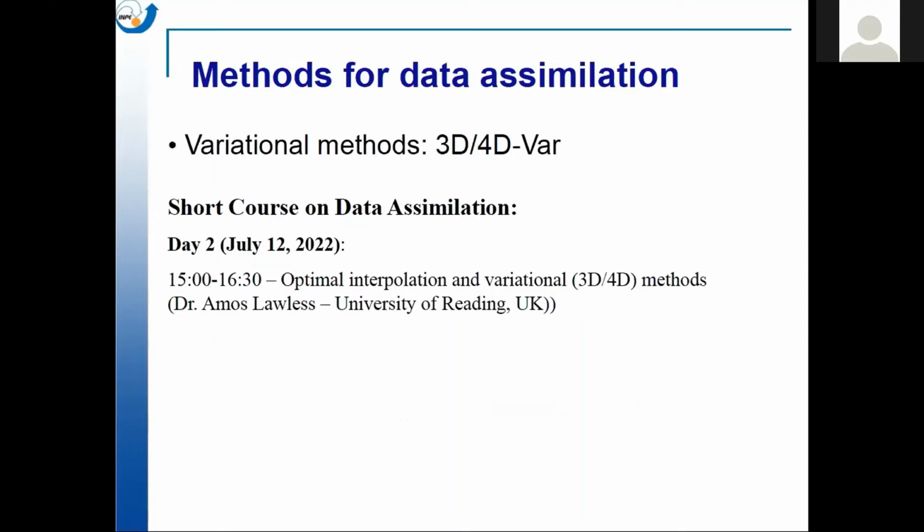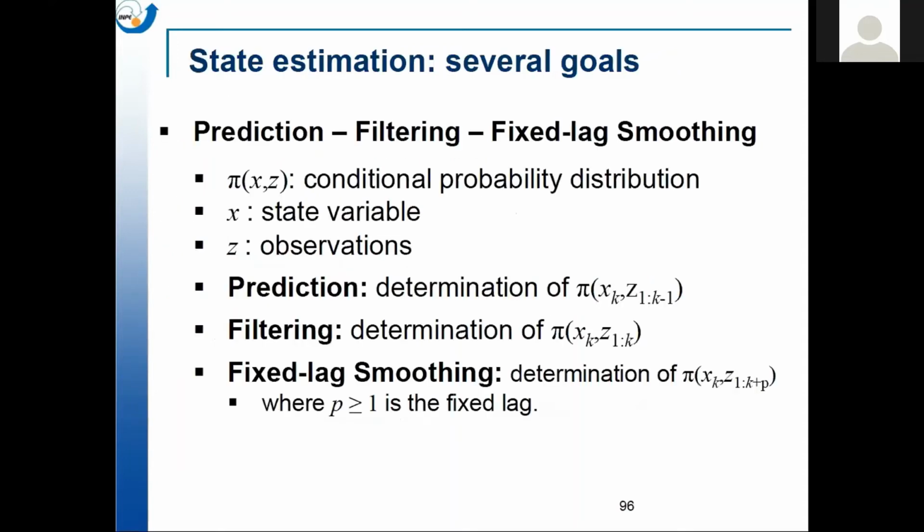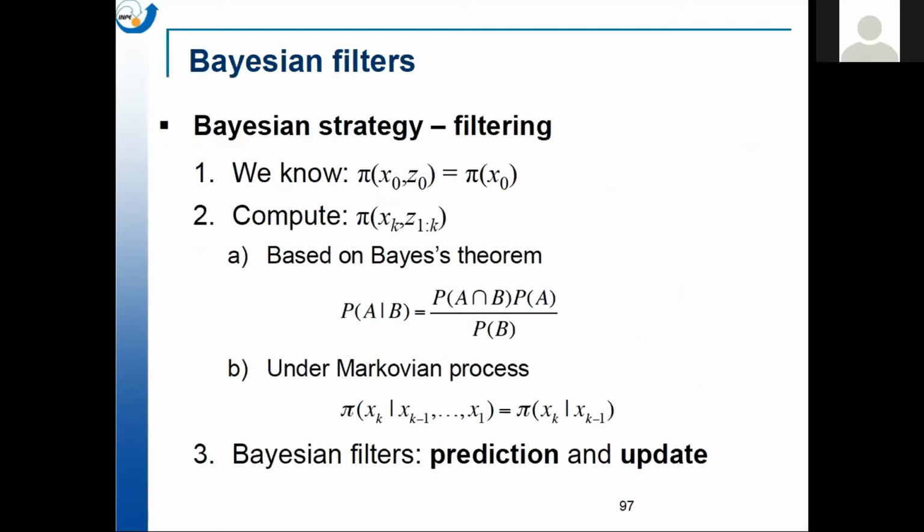Dr. Amos Lawless is going to talk about the data assimilation approach tomorrow, so I'm not going to talk about that. But as Professor Alberto taught this afternoon, there are 3 types of operator here for prediction, filtering, and smoothing. Okay, as Professor Alberto already taught the difference between these 3 procedures, I'm not going to go into details. But Kalman filter and particle filters are a Bayesian strategy for filtering.